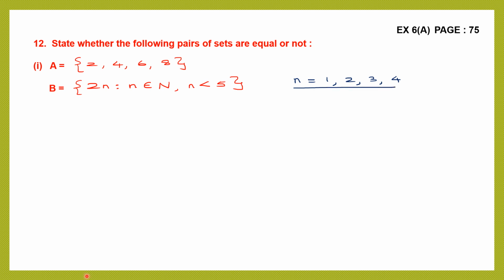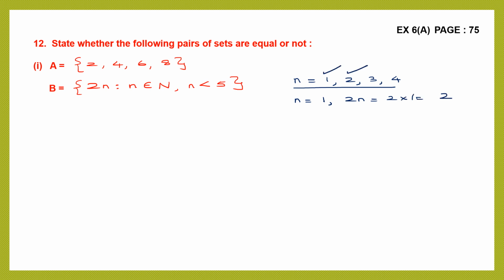Now here it says that 2n is such that. So we have to find out 2n. So 2n will give us the elements of this set. So let's begin by saying when n is equal to 1, then 2n will be 2 into 1, which is 2. Okay, so we finished with 1.